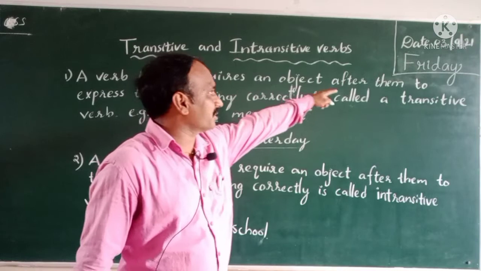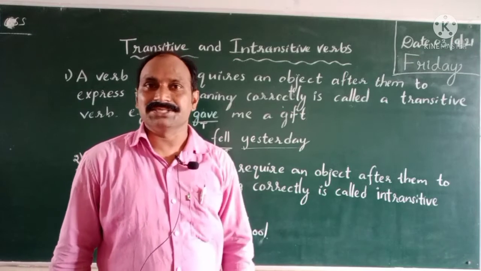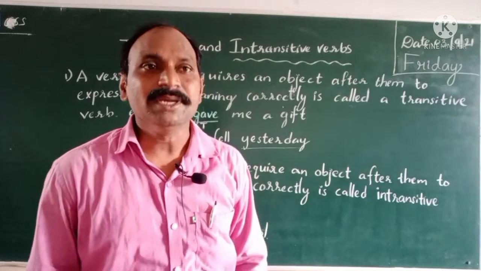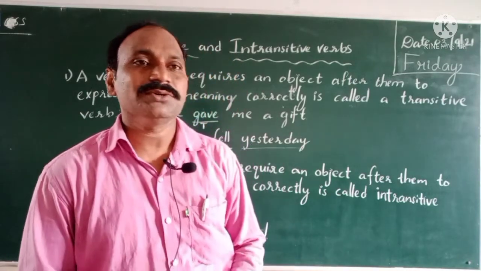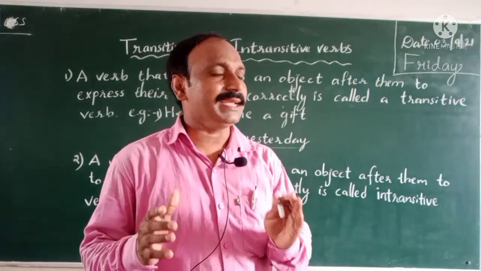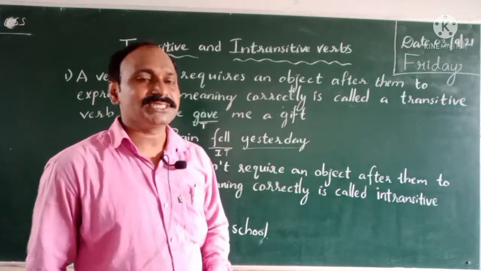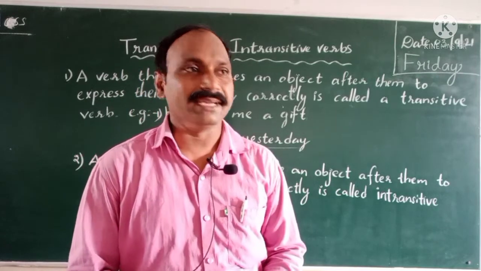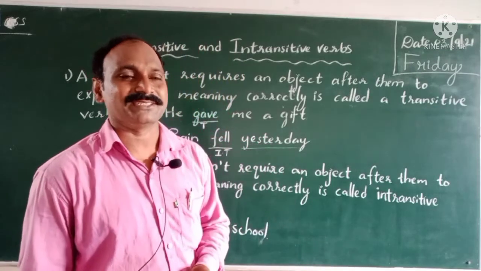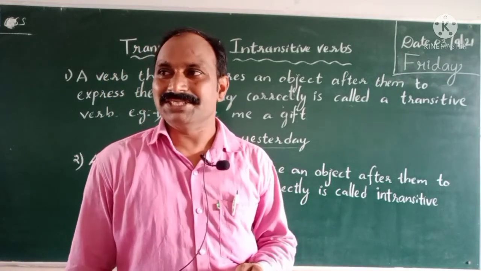Requires an object after them to express their meaning correctly is called a transitive verb. Here a verb requires an object after them to receive an action. So every sentence will have a verb. Without a verb there can't be any sentence. So with that, after the verb some sentences will have an object. If there is an object after the verb, we have to say that verb is a transitive verb. If there is no object after the verb, that is an intransitive verb.